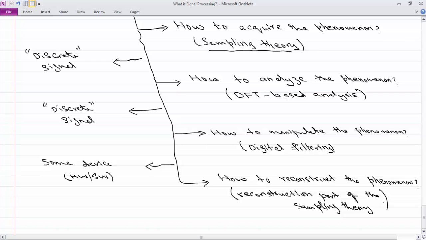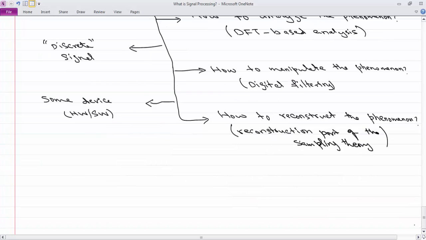Now, this is the big picture where you may be working on all components, or you may be working on a small component of this big picture. A system may have all of these pieces in place. It may have only one piece in place. We are only going to touch upon specific realizations. We'll focus on a special type of sampling theory, a special type of processing called digital filtering, a special type of analysis which will look at DFT analysis and reconstruction.